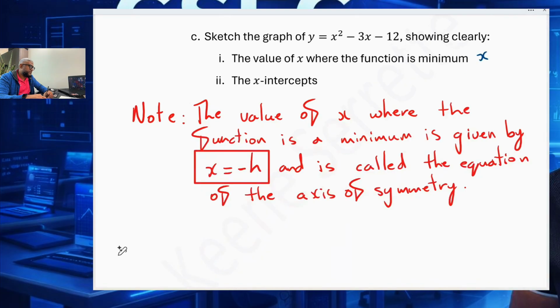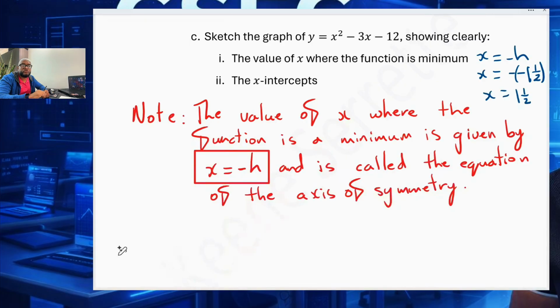That'll be x is equal to negative h. So x will be equal to negative of what h was? H is 1.5, right? So a negative by a negative would give me a positive. To show this axis of symmetry is simply going to be a line that goes through where x is 1.5. That's the first thing they want us to show.